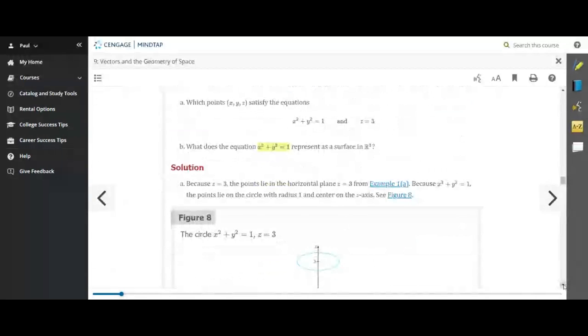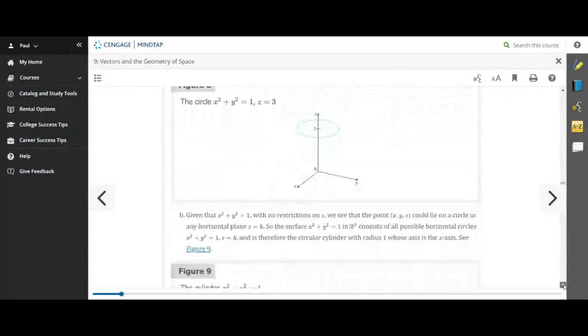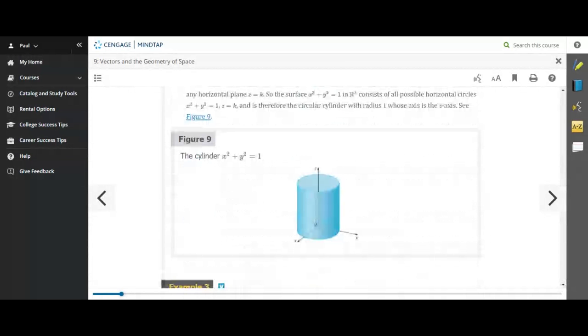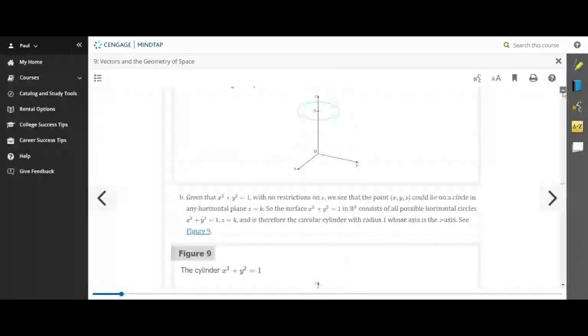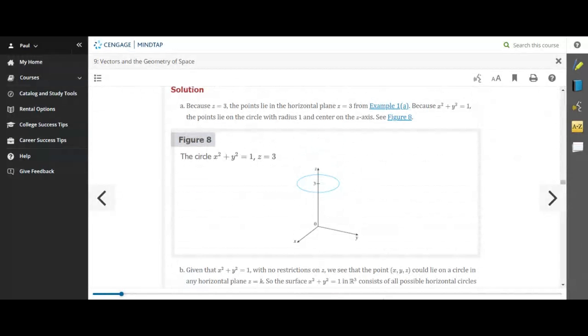So for this example, example 2, here's figure 9. It's a cylinder, x squared plus y squared equals 1. That's just a cylinder. But if we add a constraint where x squared plus y squared equals 1, but z equals 3, then that's going to be a circle, 3 units above the xy plane.